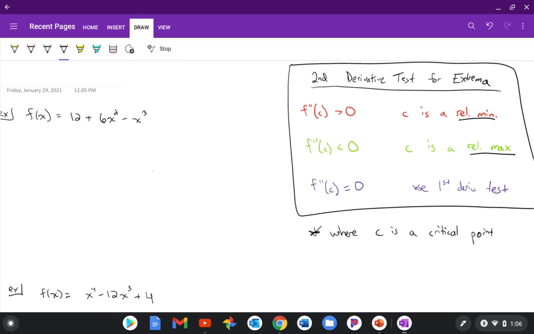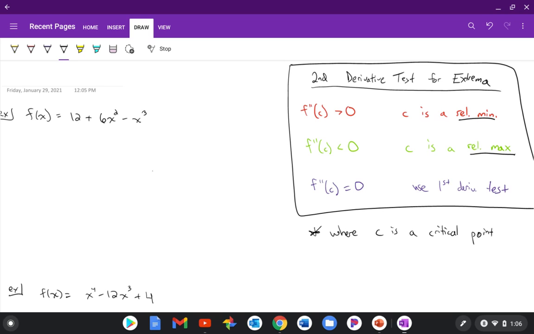This is called the second derivative test for extrema. So it's basically another way that we can find relative mins and maxes. It's actually not as good as the first derivative test because the first derivative test always works. This one doesn't exactly always work, but the AP says you need to know both of these tests.